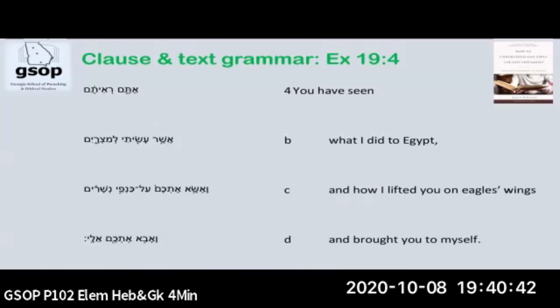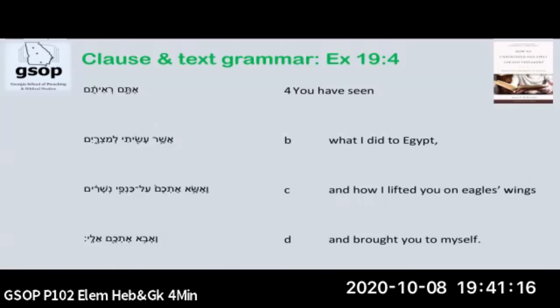Here's what's significant. "What I did to Egypt" is controlling, or the "and how I lifted you on eagle's wings and brought you to myself." The point is God's people had seen what God did and how he lifted them and how he brought them to himself. And so when you start looking at the clauses and breaking them down, you could do a sermon from here.